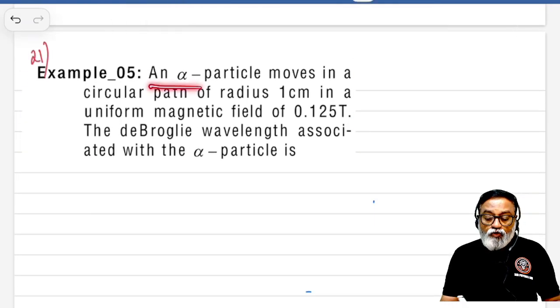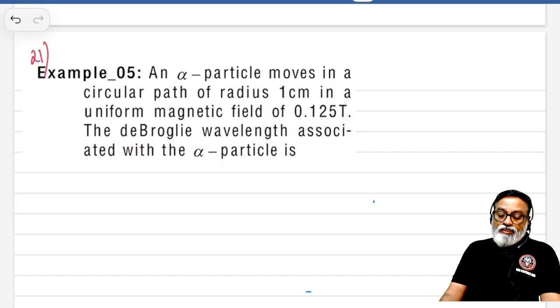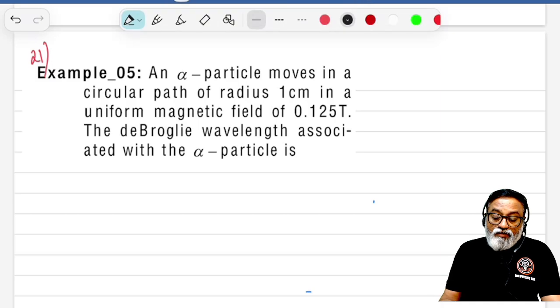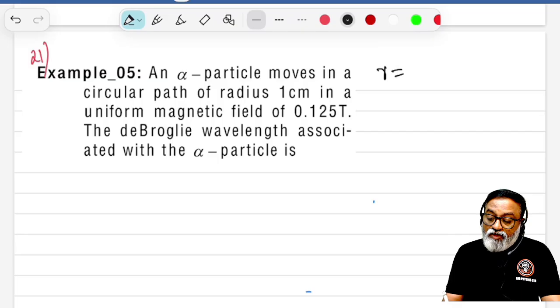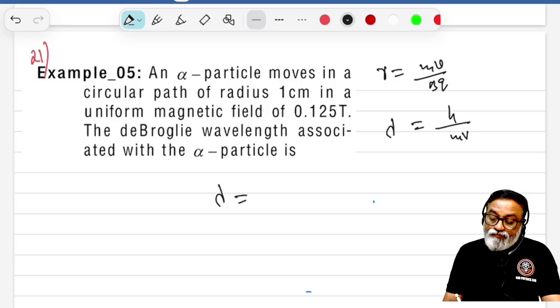An alpha particle moves in a circular path of radius 1 centimeter in uniform magnetic field 0.125 Tesla. The de Broglie wavelength associated with alpha particle. When alpha particle moves in a circular path in a magnetic field, radius r is equal to mv by Bq. Then de Broglie wavelength lambda is equal to h by mv, where mv is equal to Bqr.